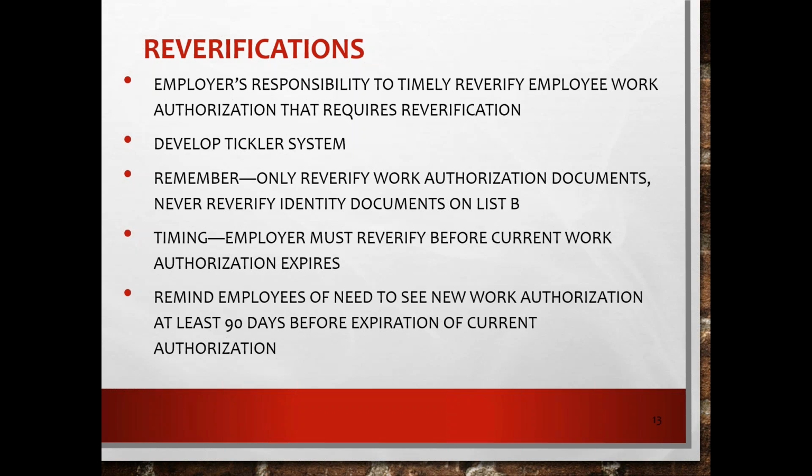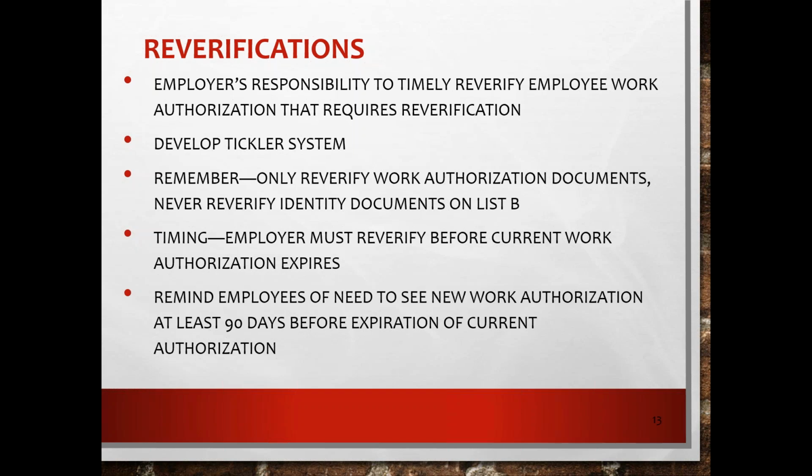And month to month, make sure that you're keeping track of those types of work authorization for employees that are going to expire, and giving them notice ahead of time that we're going to need to see a new document by this date in order to keep you on the payroll. Remember, you're only re-verifying work authorization documents. You're not re-verifying identity documents on list B. So if you find yourself asking for a new driver's license or military IDs, stop, turn around, and don't do that, and make sure you're just asking for new work authorization.